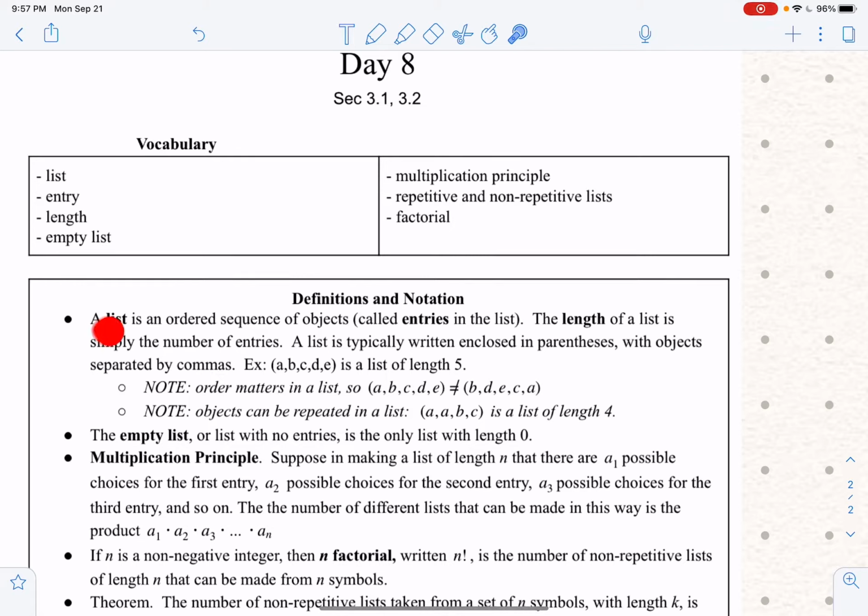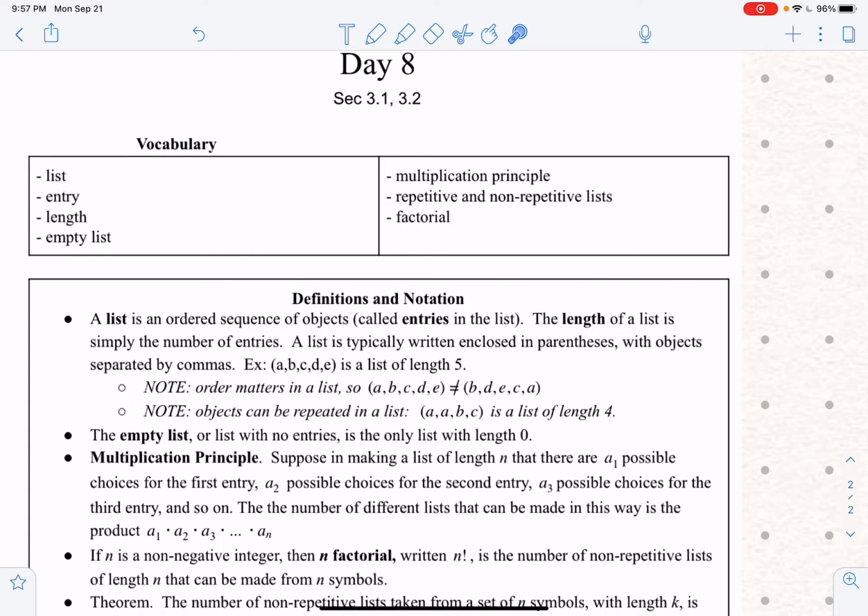So what's a list? It's an ordered sequence of objects. The individual things, instead of calling them members, we call them entries. Sometimes we might call them members too, but entries is their name in lists. The length of a list is how many entries it has. And we write lists by putting them in parentheses and then separating the things inside by commas.